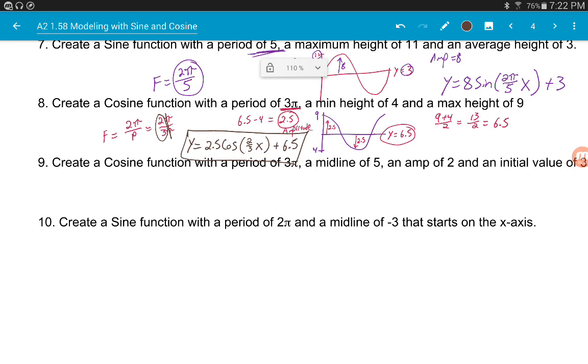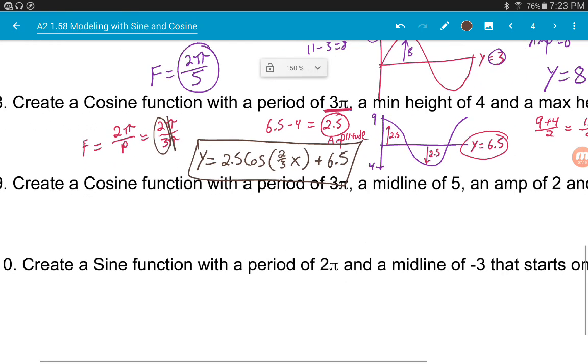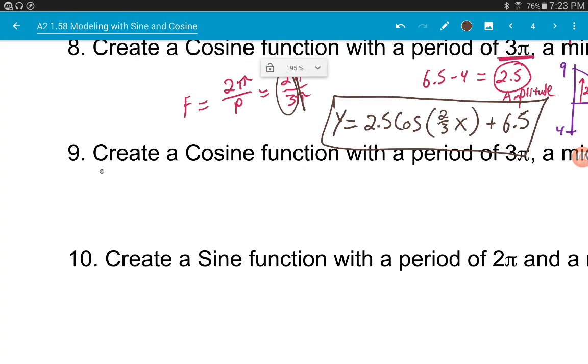There's one more scenario that's a little interesting, and that's question 9. Create a cosine function with a period of 3 pi, a midline of 5, an amplitude of 2, and an initial value of 3. So let's start off with the easy stuff. They gave me the midline. That's awesome.